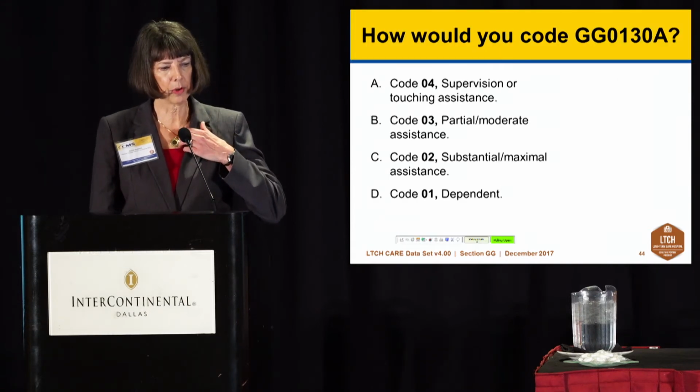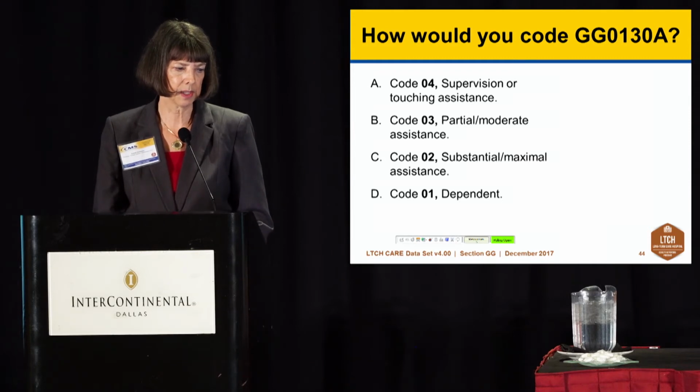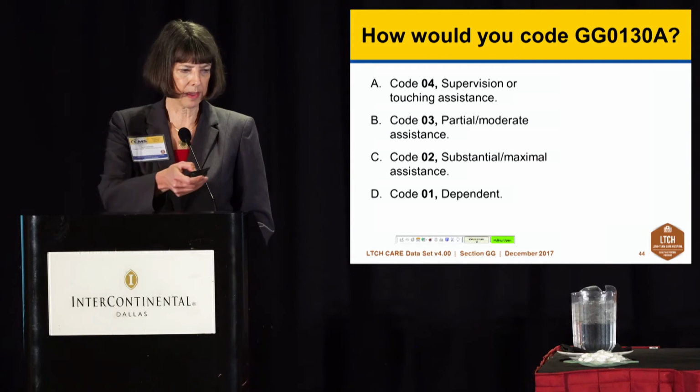So let's take a look at your choices here. Would you code 04, supervision or touching assistance? Code 3, partial moderate assistance? Would you code 02, substantial maximal assistance, or 1, dependent? Let's see what you come up with.